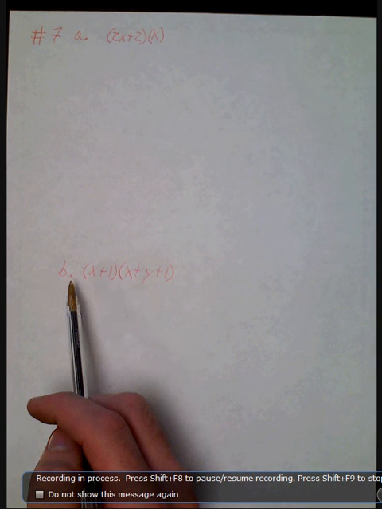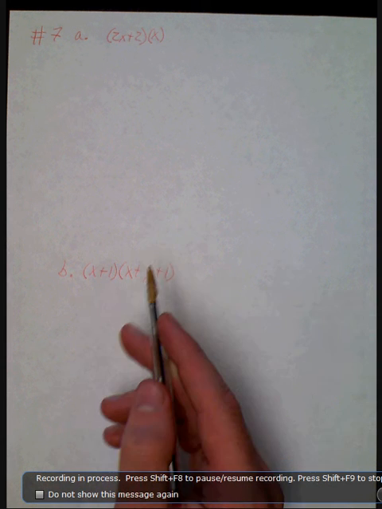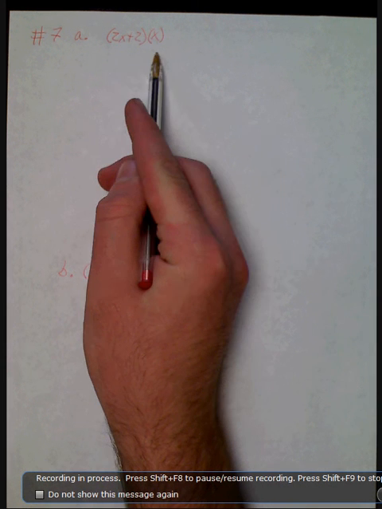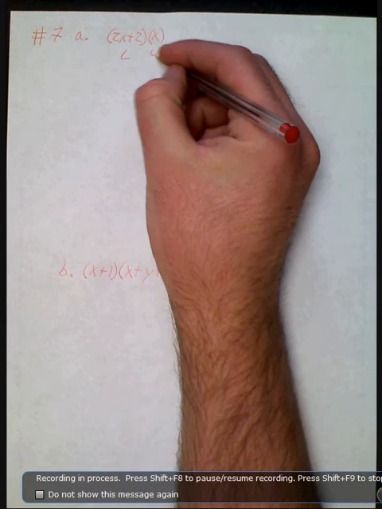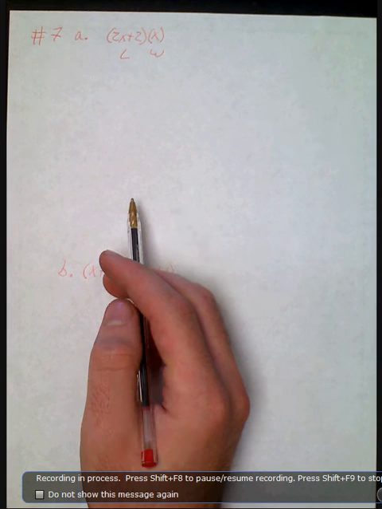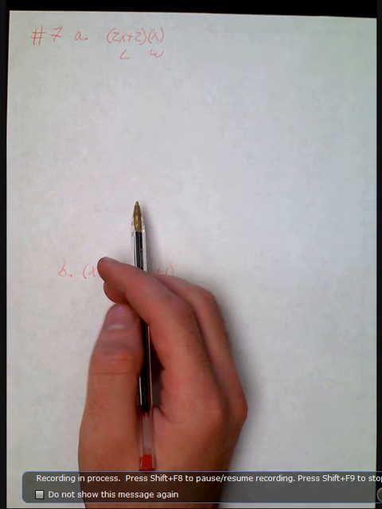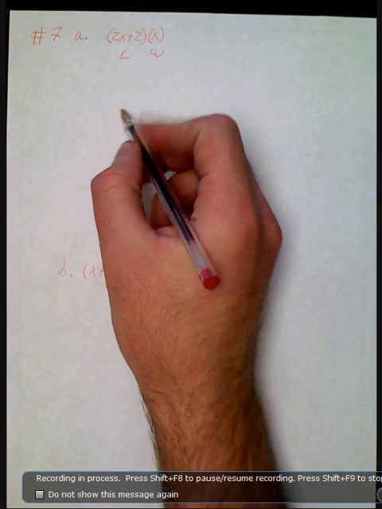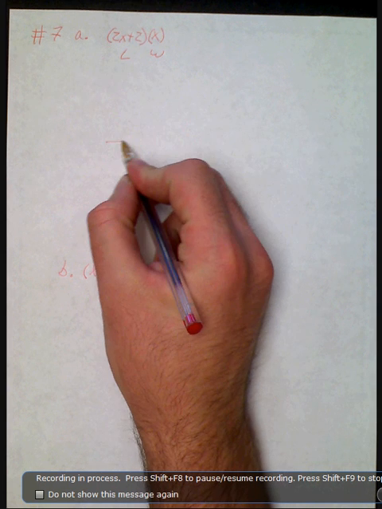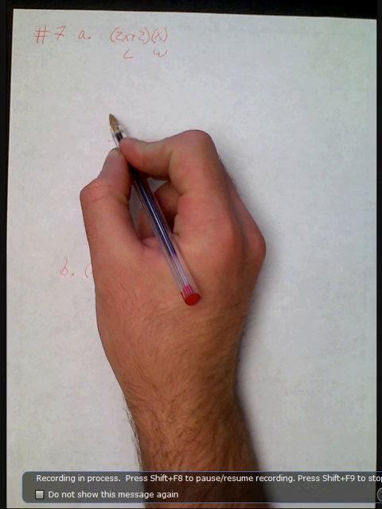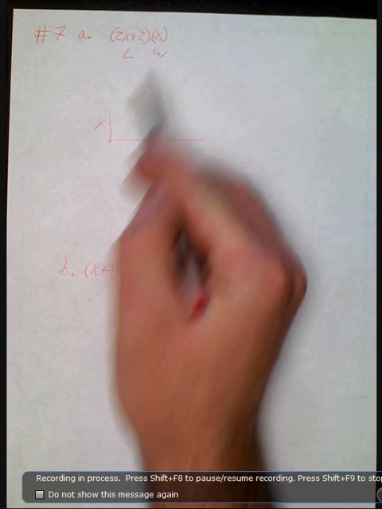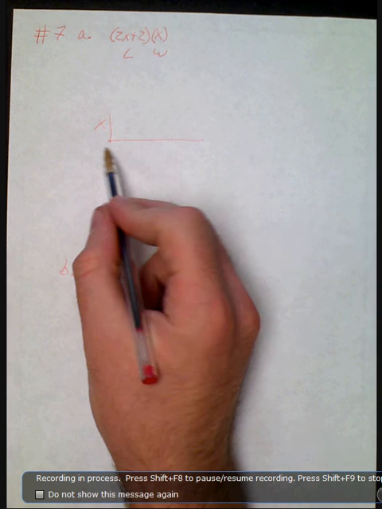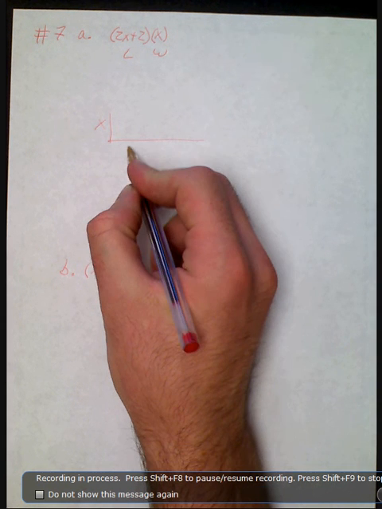So problem 7A asks us to make a rectangle with these dimensions. That means this is going to be the length, and this is going to be the width. Or it could be the other way around, depending on what you want, okay? So if this is the length of the rectangle, here's the length, and here's the width. This is going to be x, because that's what it says right there. That's the width is x.